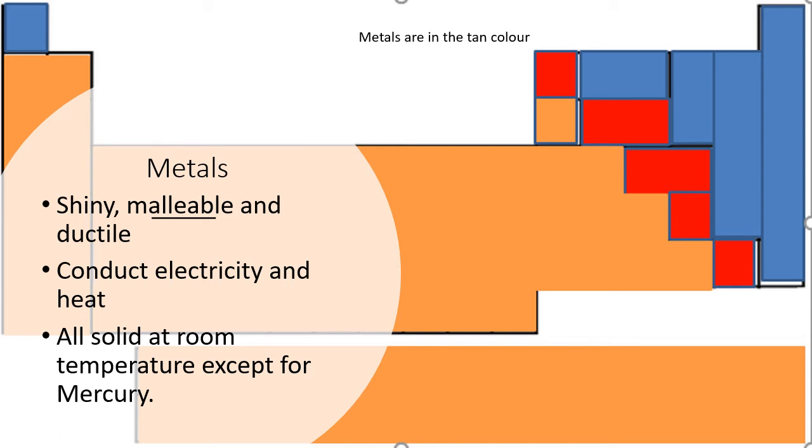Metals conduct electricity and heat, whereas nonmetals are insulators, and metals are all solid at room temperature except for mercury. Don't get confused with gallium. Gallium is a solid at room temperature, but if you heat it up just slightly, like if you put it in your hand, for example, it'll start to melt. It's not a liquid at room temperature, though.